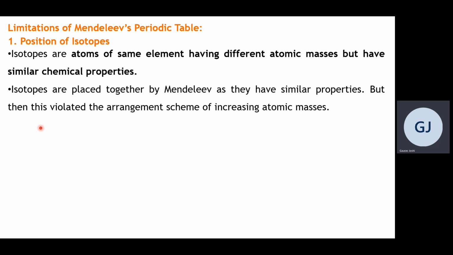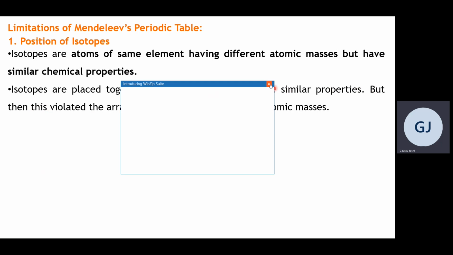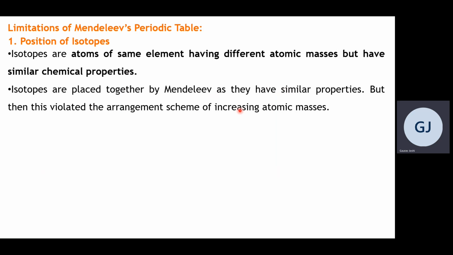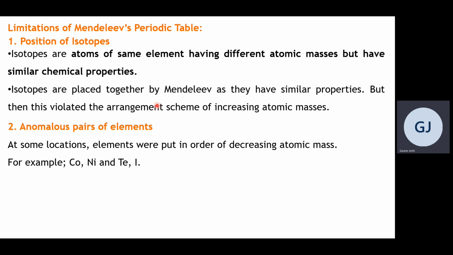So the atoms of the same element having different atomic masses but similar chemical properties were called isotopes. Isotopes were placed together by Mendeleev as they have similar properties, but this violated the arrangement scheme of increasing atomic mass, because in isotopes the atomic mass was changing, right? This is the thing.